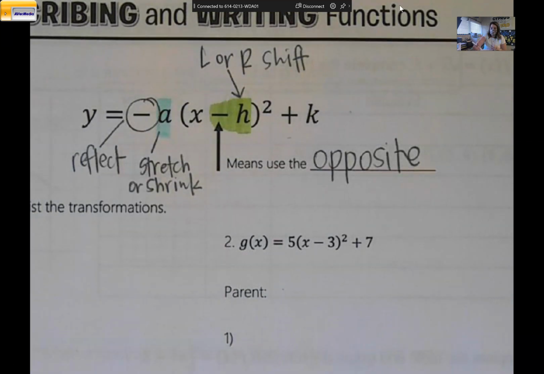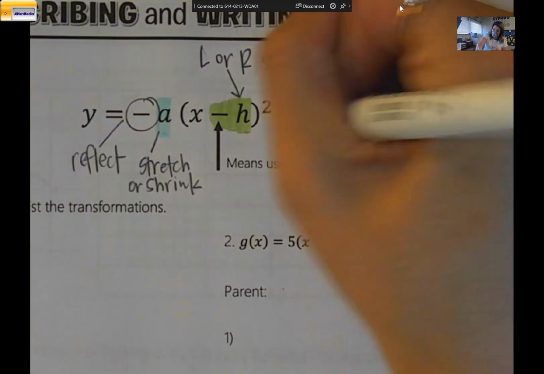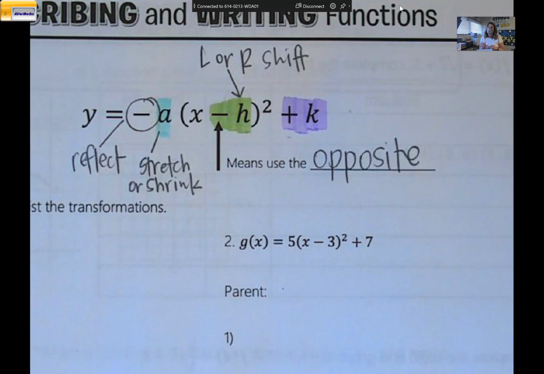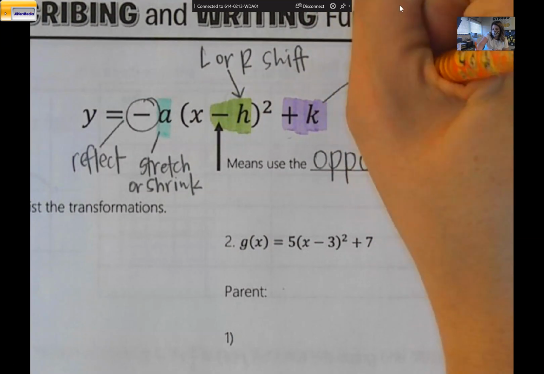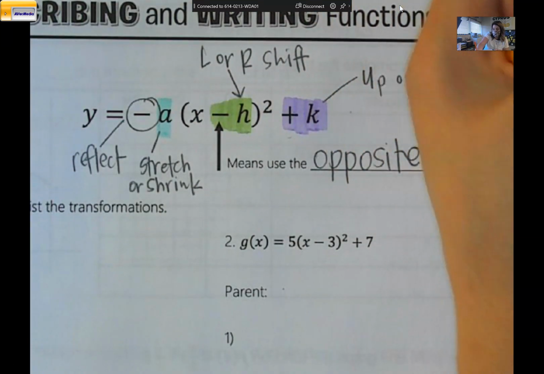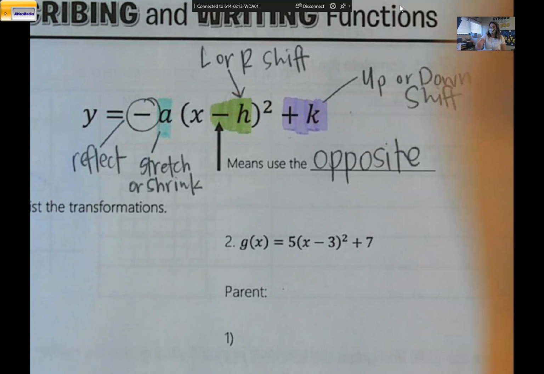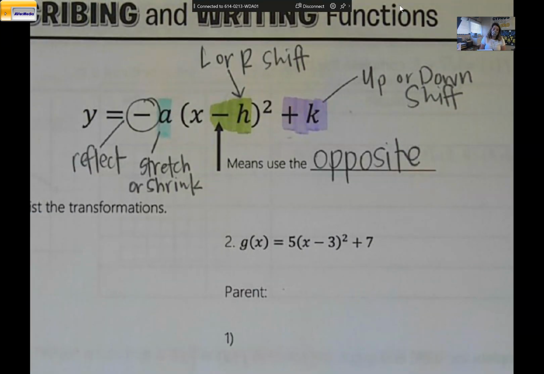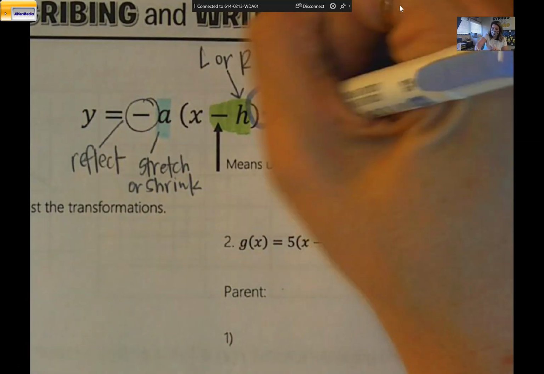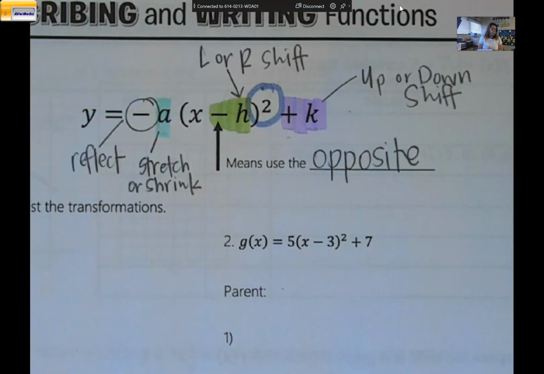And then the last one we see here is the K. This is your up or down shift. If there's no number being added or subtracted, then you didn't move it up or down. And then just one last time to reiterate, whatever the symbols are tells you the family.